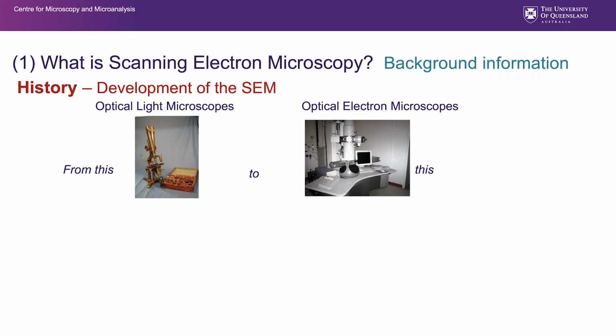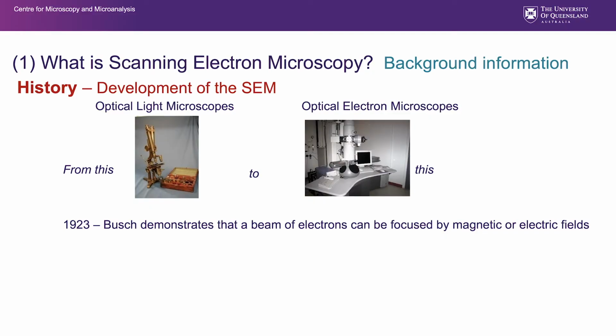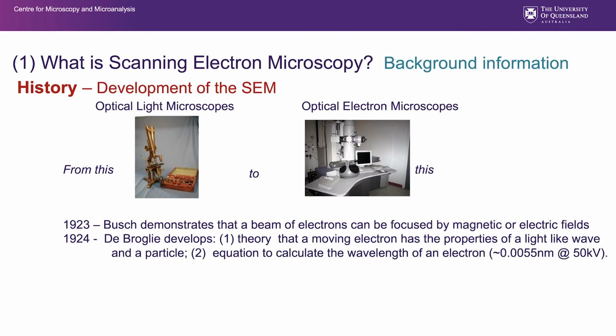Usually when I'm presenting this, I say, how do we get from these beautiful but fairly primitive optical light microscopes through to these high-end electron microscopes, such as this transmission electron microscope shown here. And really, we can look back at some of these pioneers and see their contribution and see where we've come from there. 1923, Bush demonstrated that we could take a beam of electrons and we could focus that by magnetic or electric fields. De Broglie developed the idea that a moving electron has wave-like and particle properties, and he also was able to calculate the wavelength of an electron.